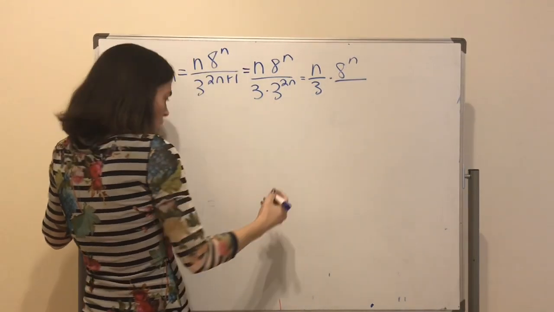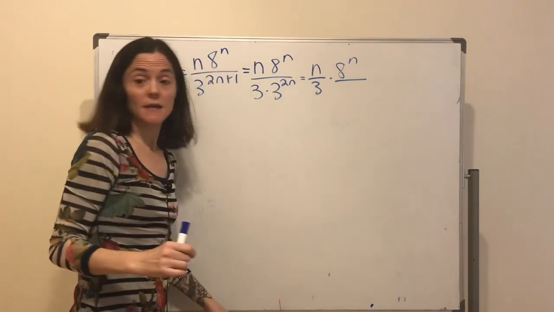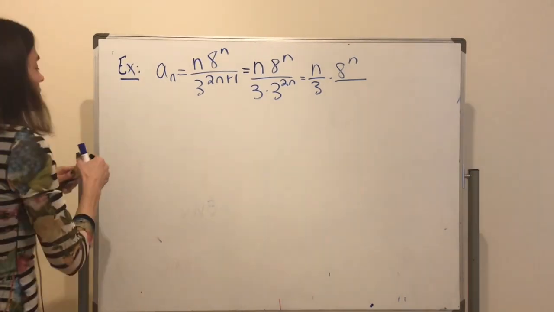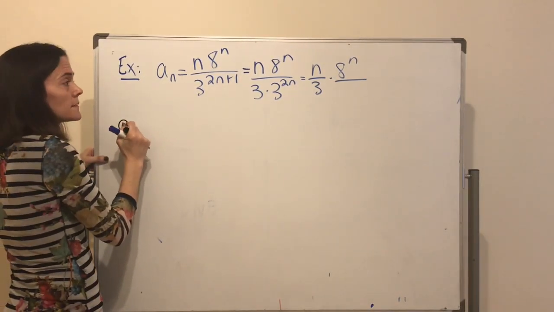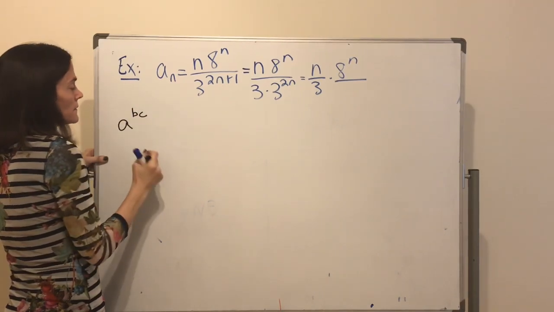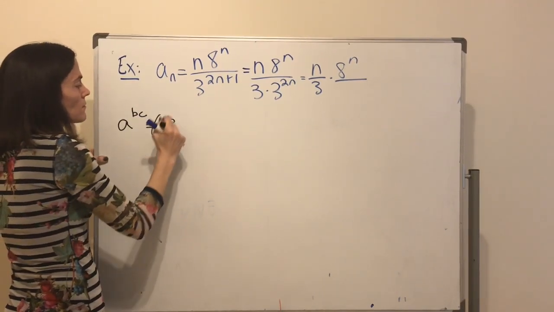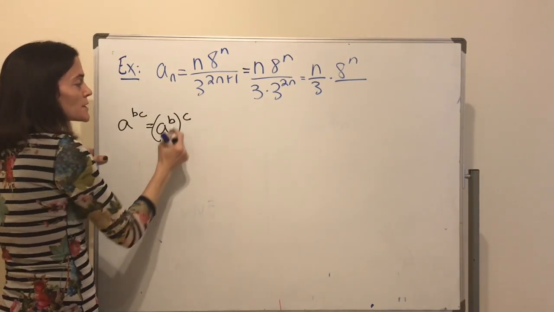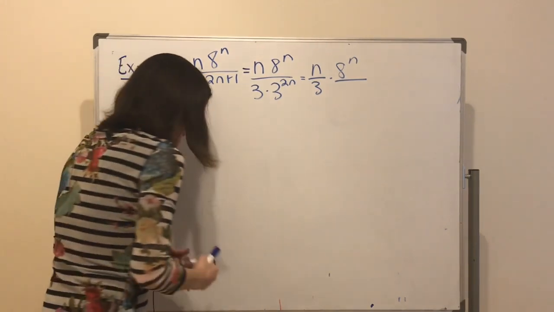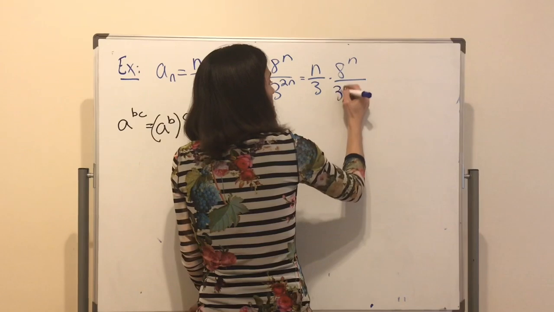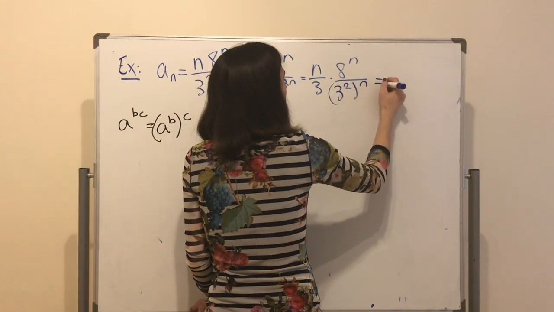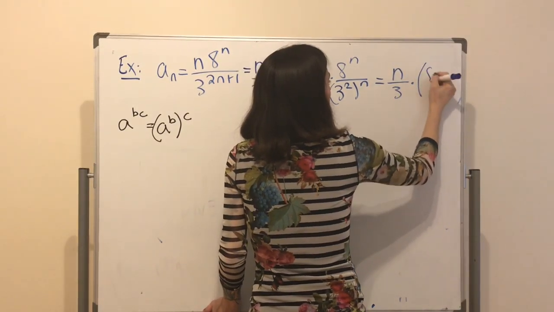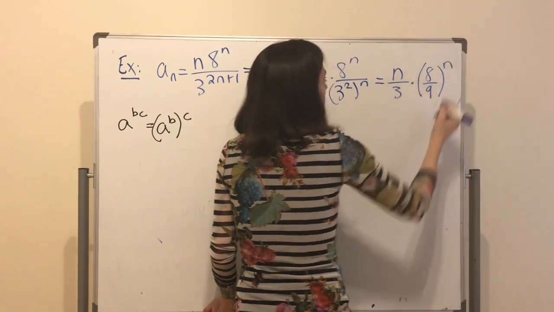And then one of the properties of exponentials is that if you have a to the b to the c, this is a to the bc. So here I have 3 to the 2n. This will be 3 squared to the n, okay? So this is 3 squared to the n. And now I have n over 3 times 8 over 9 to the n.